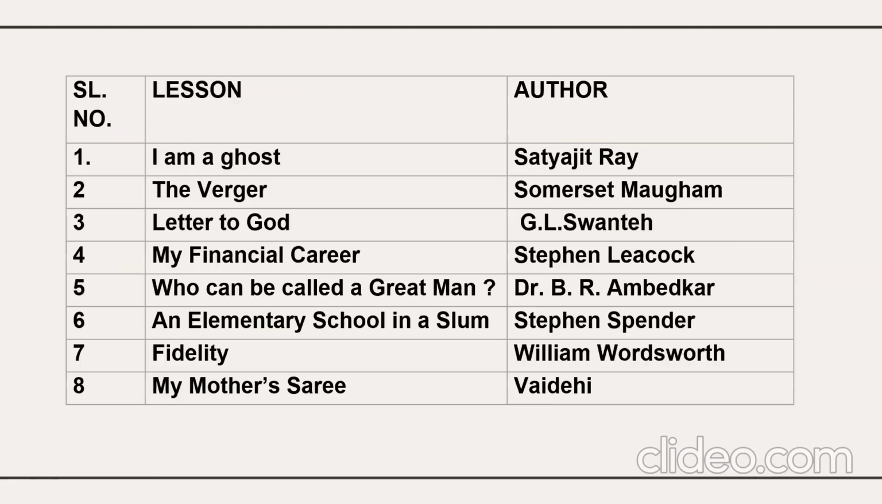So which are the lessons you have in your syllabus? You have those 8 lessons: I'm a Ghost, the Verger, Letter to God, My Financial Career, Who Can Be Called a Great Man, An Elementary School in a Slum, Fidelity, the famous poem by Wordsworth, and My Mother's Sari, a poem by Vaidehi. So these are the 8 lessons you have for 50 marks.